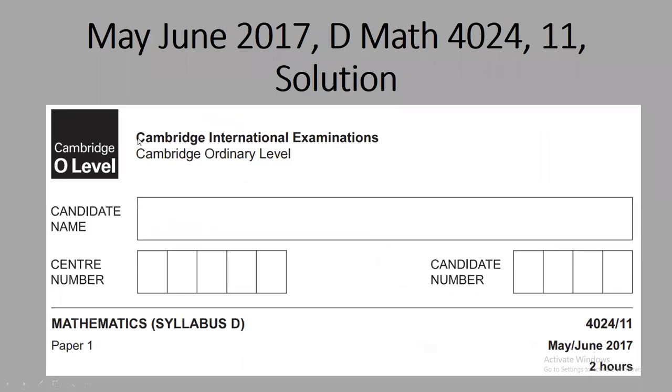My dear students, today in this video, we have done May-June 2017 D Maths 402411 paper. And there were 24 questions in this paper. We have done all the questions. I have tried my best to write the solution in such a way that it becomes easy for you to attempt it. And I have also tried my best to describe them. If I have made any mistake, please forgive that. I'm a human, and it's possible that human beings make mistakes.